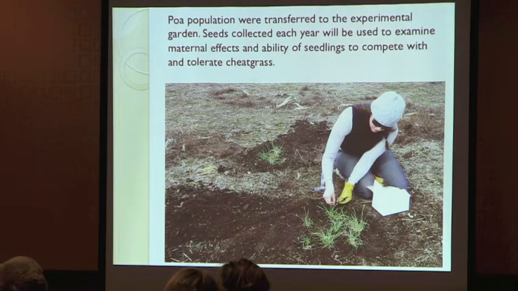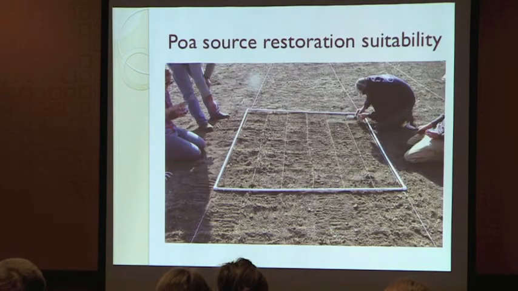So we've moved all these populations out into the field, and so they're all growing under the same exact environment. We collected seeds the first year, and we collected seeds from these last year. We're going to collect seeds again this year, and then compare to see if these actual functional traits change over time depending upon the maternal environment. There's getting to be a lot of evidence for this sort of thing occurring in the literature now, so I'm looking forward to that.